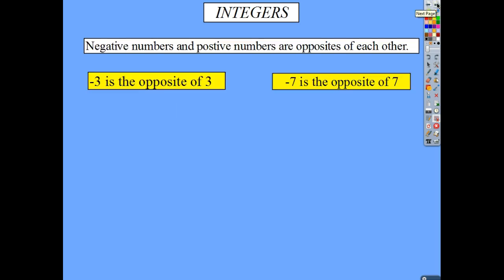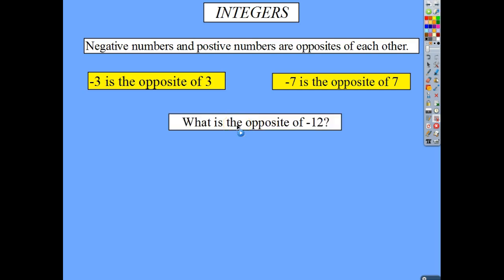All right, and then what I want you to do is we're going to talk about the opposites here again. Okay, so I have -3 is the opposite of 3, and then -7 is the opposite of +7. So I want you to tell me, what is the opposite of -12? Hopefully you said +12. Okay, and you don't need the positive symbol, but it's helpful.